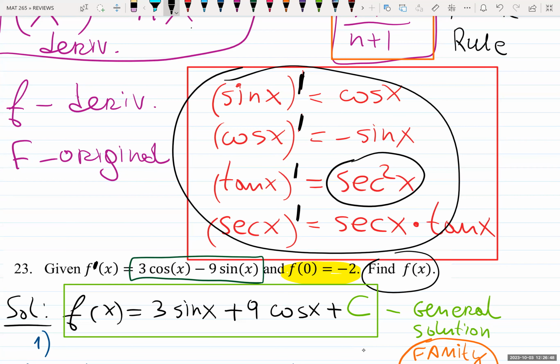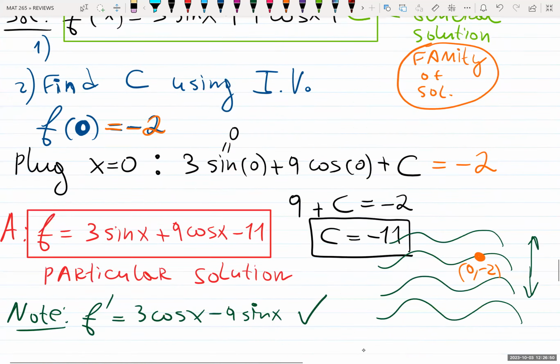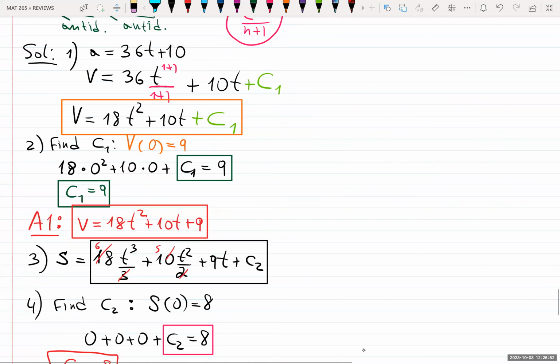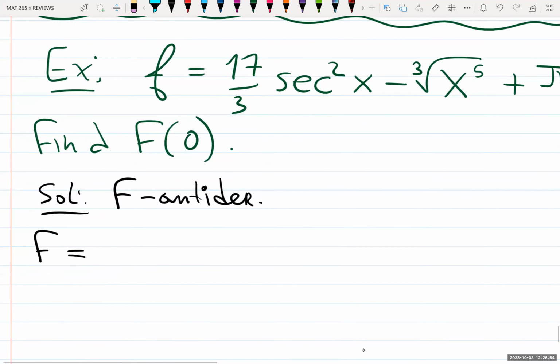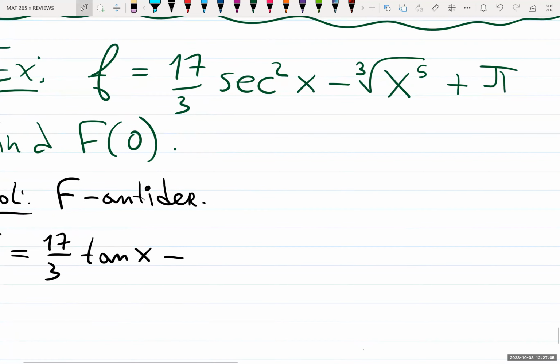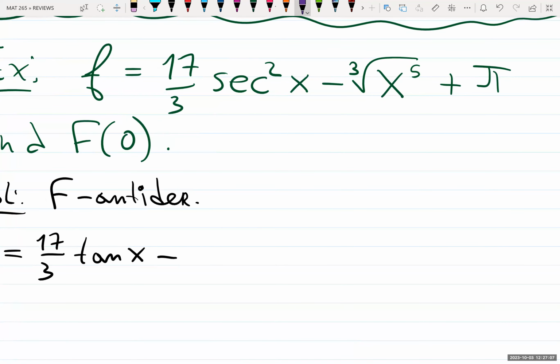Secant squared comes from differentiation of tangent. Oh, so 17 over 3 secant squared came from 17 over 3 tangent x. And you can always check: differentiate 17 over 3 tangent, it gives you secant squared. Minus, and I have no idea what to do with this weird x. Well, maybe I should write it down as x to the 5 over 3.